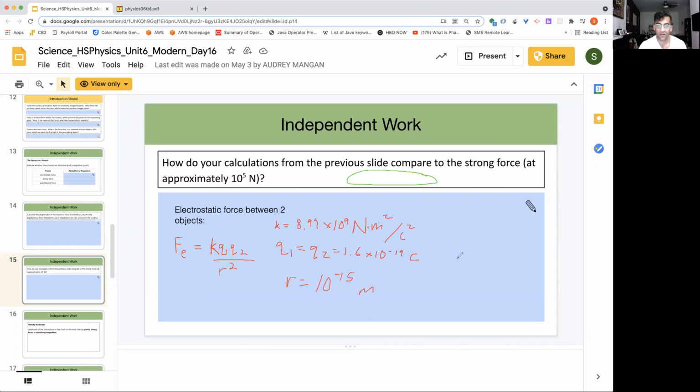And so if we plug all these things in, here's how we would calculate the electrostatic force between two protons in the nucleus. It's going to be equal to 8.99 times 10 to the 9th times 1.6 times 10 to the negative 19th. We're going to multiply that again, so I'm just going to say we're going to square that number, and then we're going to divide it by a Fermi, or 10 to the negative 15th meters squared.